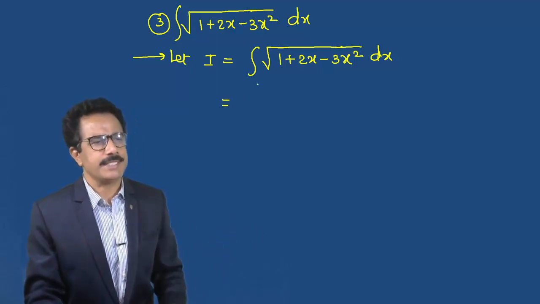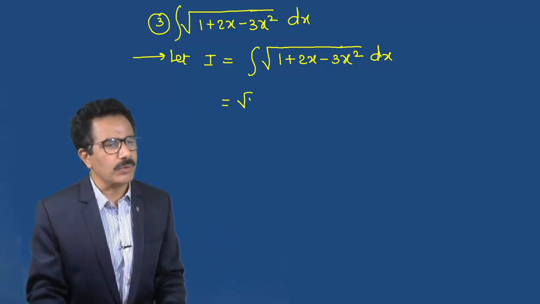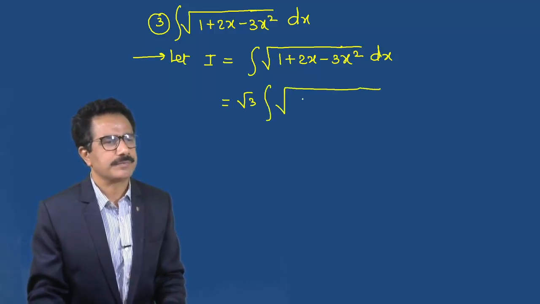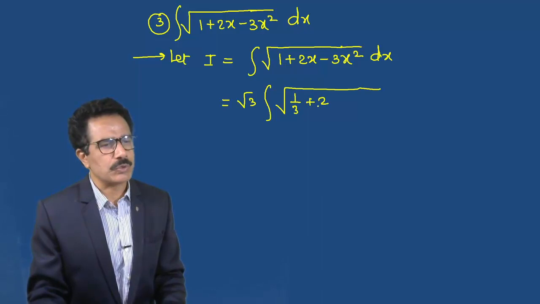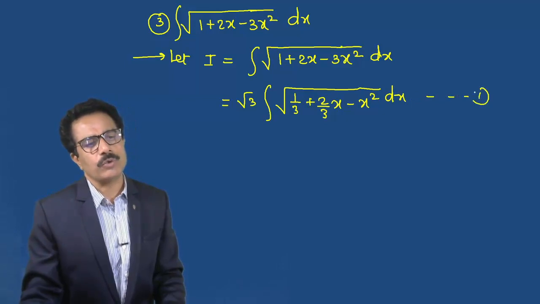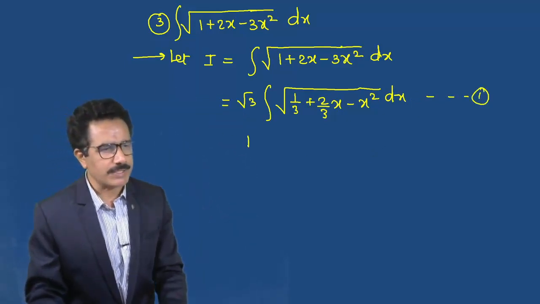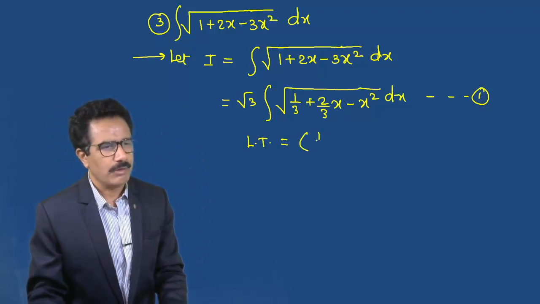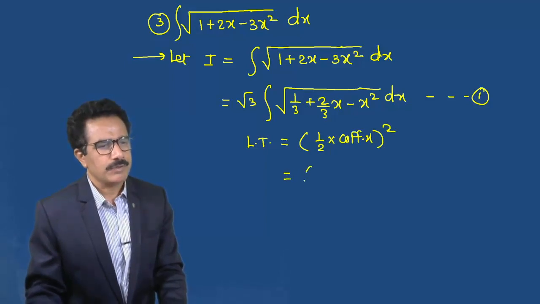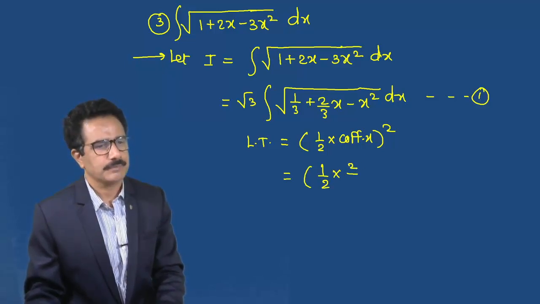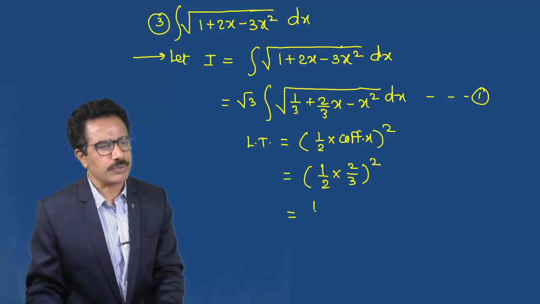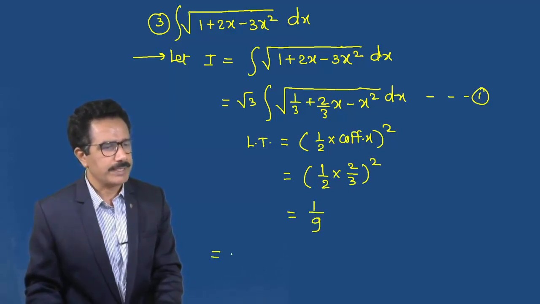So we can write this as, you can take the common 3, root 3 into integration of 1 by 3 plus 2 by 3x minus x square dx. So we have to use the last term here. The last term is equal to 1 by 2 into the coefficient of x, bracket square. So 1 by 2 into coefficient of x, that means 2 by 3, x bracket square.